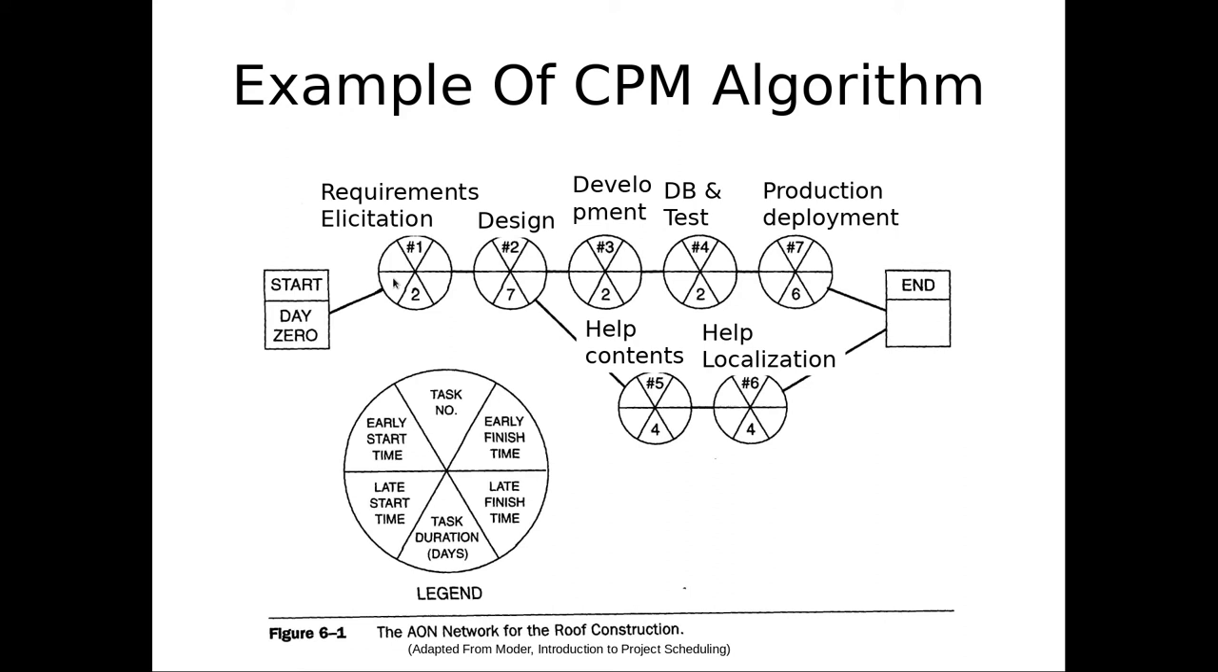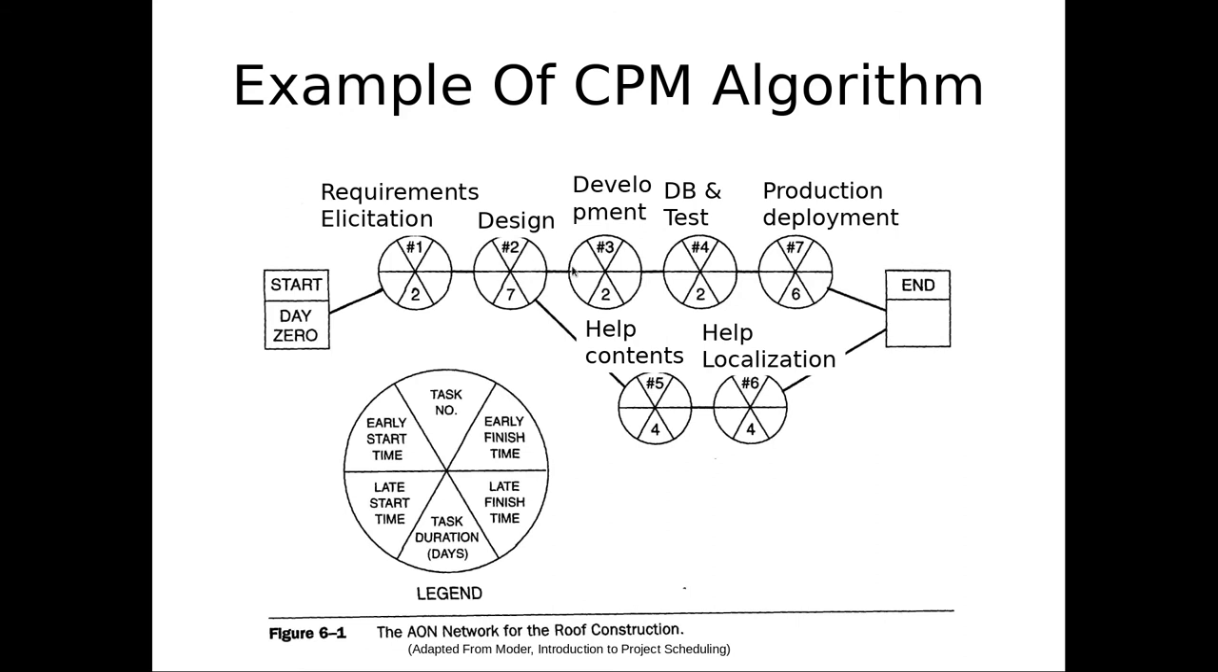So I want you to tell me, with the forward pass, what things are we figuring out? Do you remember? Early start, early finish. The earliest times it could start and finish, given all the things that it depends on before. Okay, so suppose this is day zero. What's the earliest that this requirement solicitation could start? Zero. Given that it takes 2 days, what's the earliest it could finish? Two. Given that design depends on requirement solicitation, what's the earliest this could start? Two. What's the earliest it could finish? Nine. Okay, day nine.